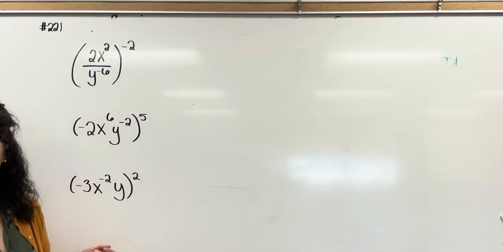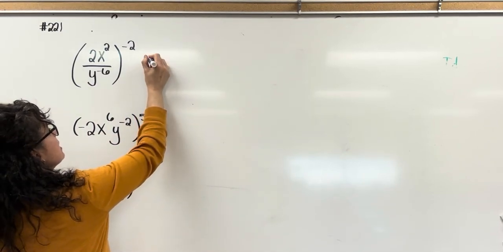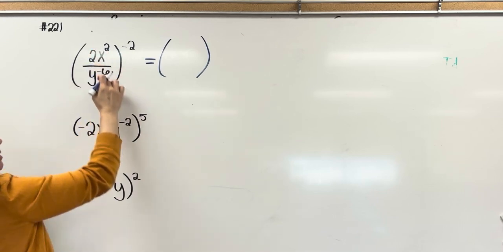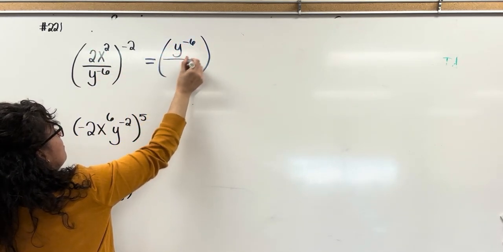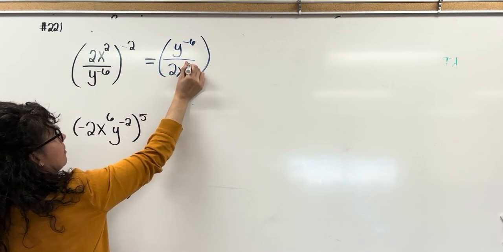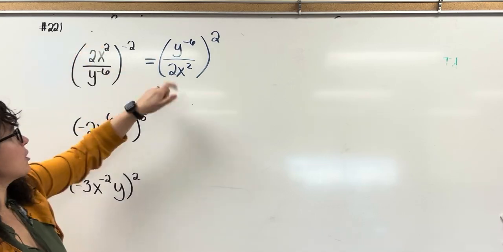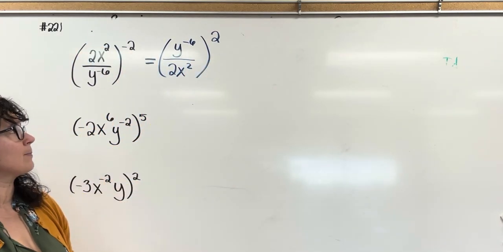I'm going to go through using some exponent rules to simplify. One of our first strategies is we want to take the reciprocal. I'm going to make that y to the negative 6 in the top, 2x squared in the bottom, and we can take the reciprocal of this fraction to turn this negative exponent into a positive exponent.